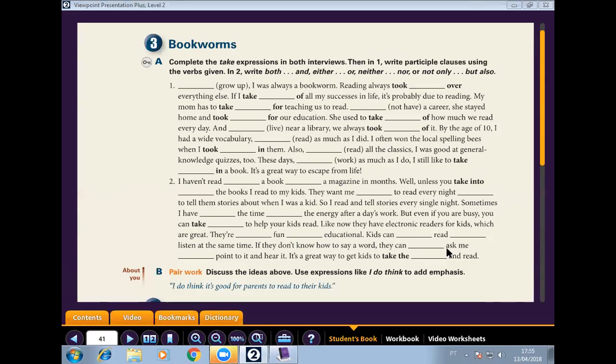If they don't know how to say a word, they can either ask me or point to it and hear it. So it's either one or the other, okay? It's a great way to get kids to take the initiative. So it is to do something. If you take initiative, you do something before others do it. Okay?